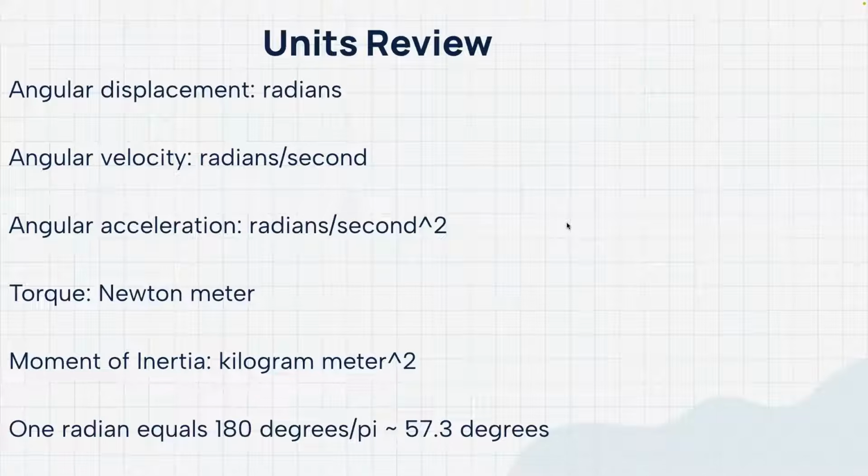Now I'm just going to go over the units in this unit. The unit of angular displacement is radians. Angular velocity is radians per second. Angular acceleration is radians per second squared. Torque is newton meter. Moment of inertia is kilogram meter squared. Also note that 1 radian is equal to 57.3 degrees, or 180 degrees divided by pi.